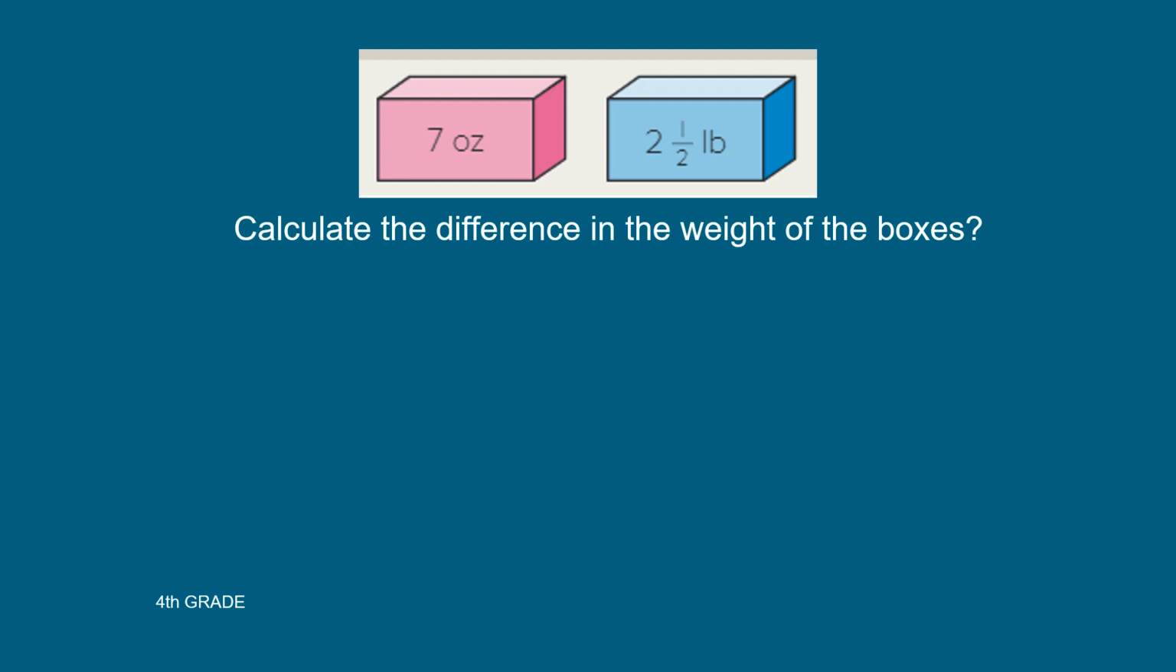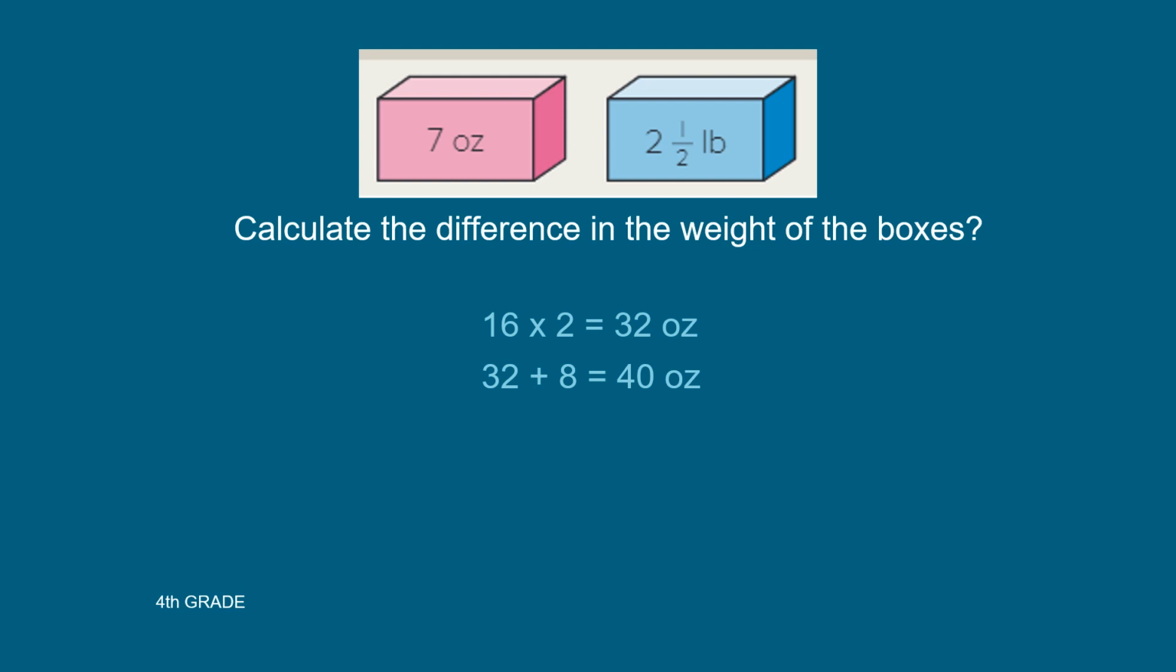Two and 1/2 pounds is equivalent to 40 ounces. I calculated this by thinking about 16 ounces times 2 pounds to get 32, and then I added the ounces in a 1/2 pound, which is 8.